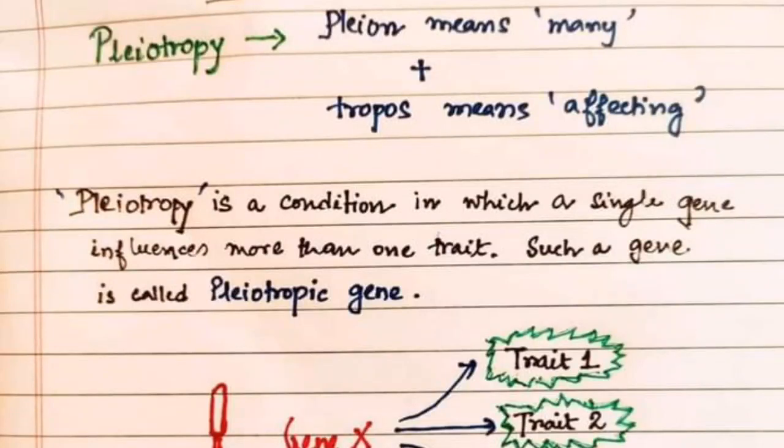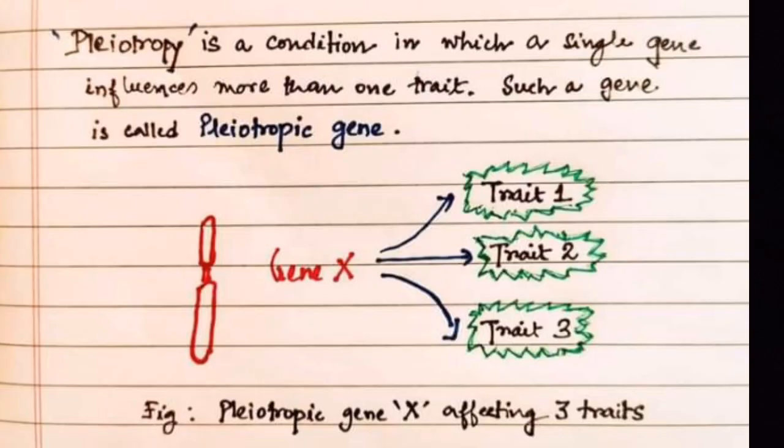So the 30th question is about sickle cell anemia. Sickle cell anemia is an example of pleiotropy. The answer is answer number 4. When we talk about pleiotropy, the basic idea is that one gene affects multiple traits.